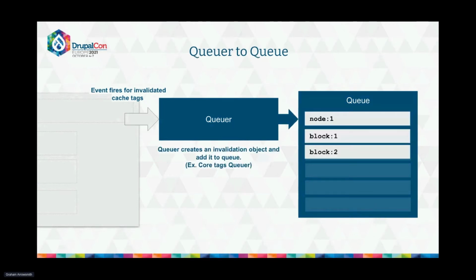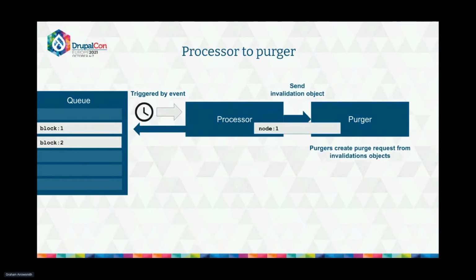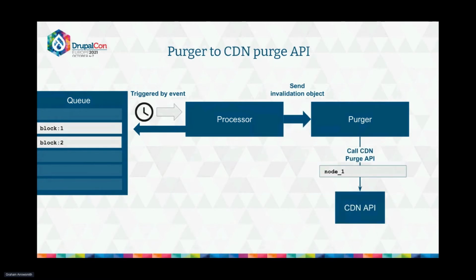Next step is, we can see that the queuer is putting the data into the queue here, and once our queue has been filled up, our processor comes into the picture, which at certain events picks up the data out of the queue, like a cron processor, like cron run, and it will then send them to the purger. So we can see that data is going to the purger, and then the purger creates a purge request from that invalidation object, and then sends it to the CDN API. We can see it here.